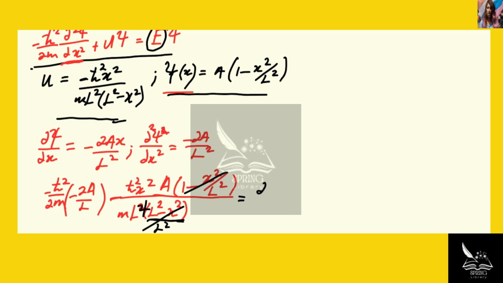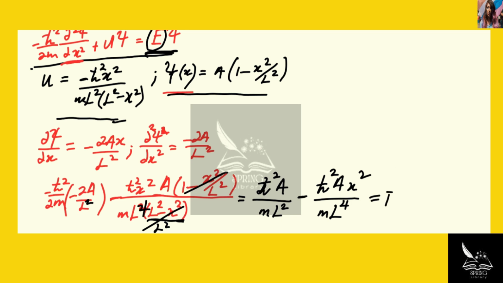Simplifying this a lot, what we get is h bar square times A over m times L square, sorry, this is L square, minus h bar square times A times x square divided by m L to the power of 4. And we equate this to the right hand side, which is just the unknown energy multiplied by the wave function.